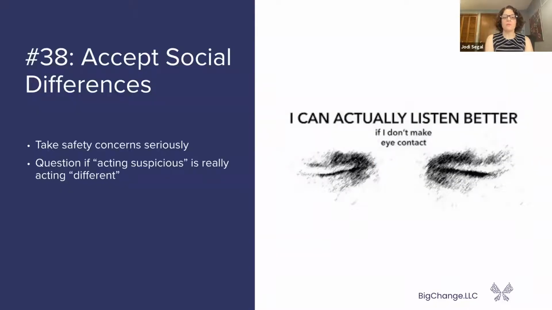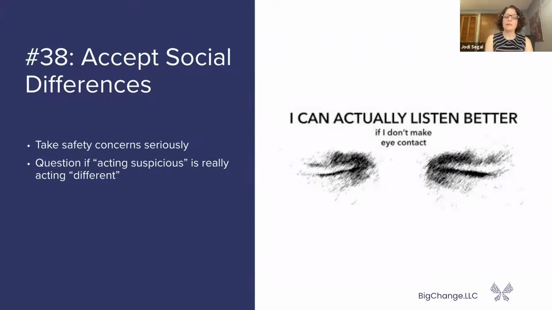Social norms differ between cultural groups and among people with different neurological types. When concerns are raised about social differences, evaluate if the difference matters. Then consider the reason why you or the observer has the concern. Is there a legitimate worry, or is the person simply expressing themselves differently than you do?